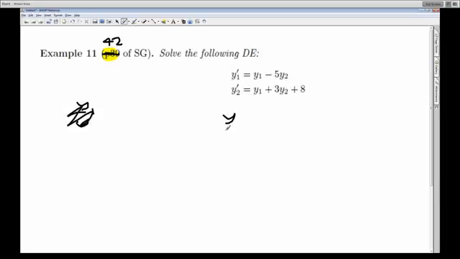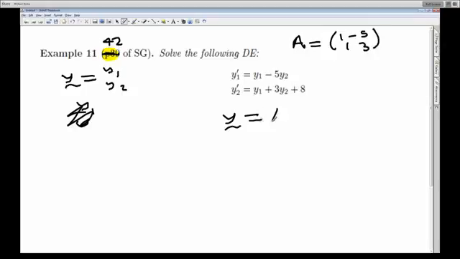So pretty much this is saying you've got a vector y. I should define these things. So y is (y1, y2), and let A be the matrix of coefficients, (1, -5; 1, 3). So this is saying y' is equal to the matrix A times the vector y, plus some other bits, (0, 8). So this is an inhomogeneous equation. Next week, in next week's online meeting, I'll look at methods to solve inhomogeneous equations in general. But I'll just look at this one special case.